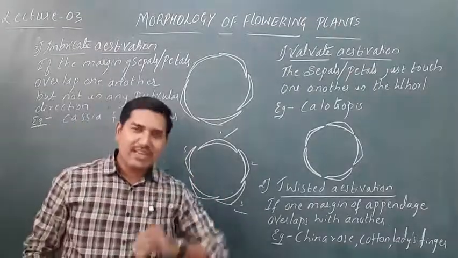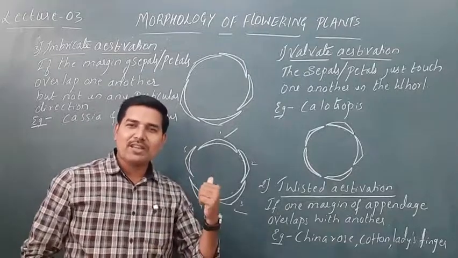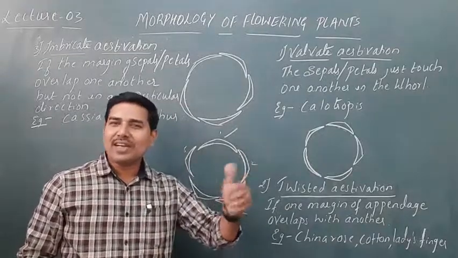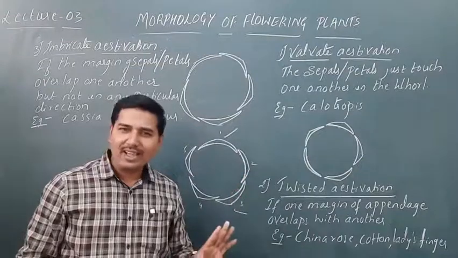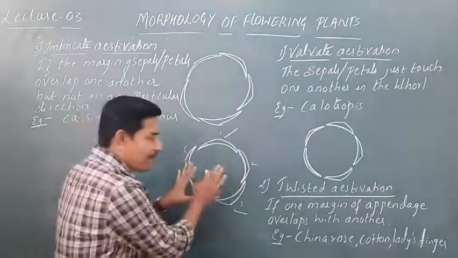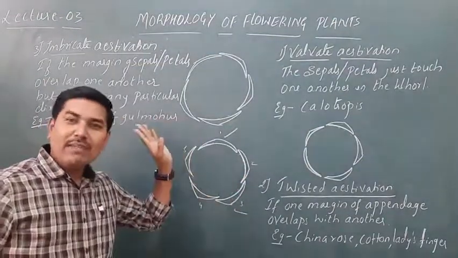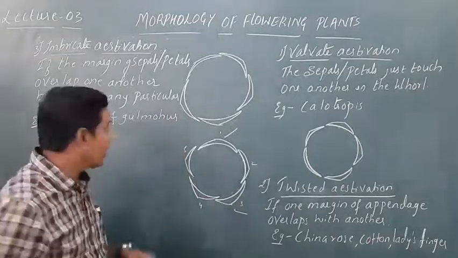That's why in the imbricate estivation, the sepals or petals are not arranged in a particular direction. It is not in any one particular direction. So this type is referred as what? Imbricate estivation, where we observe them in what?